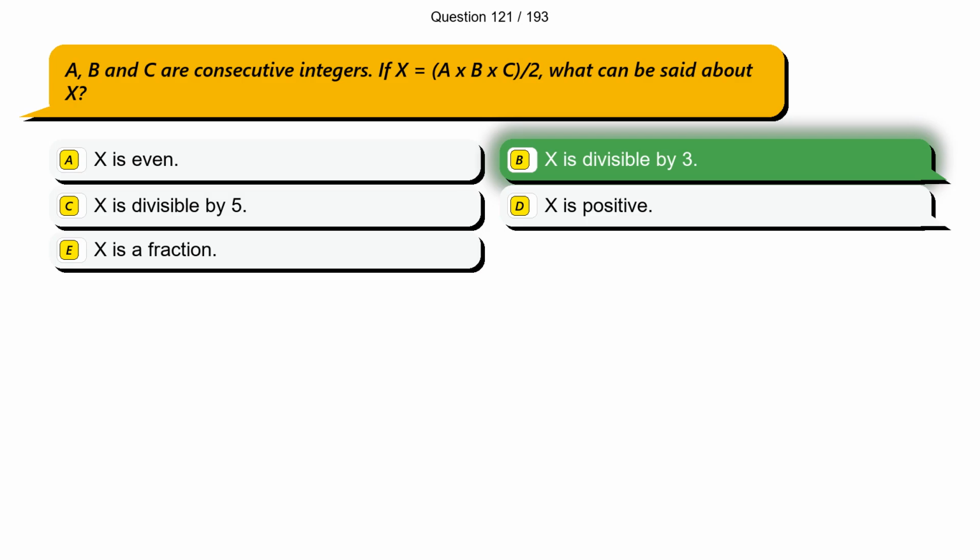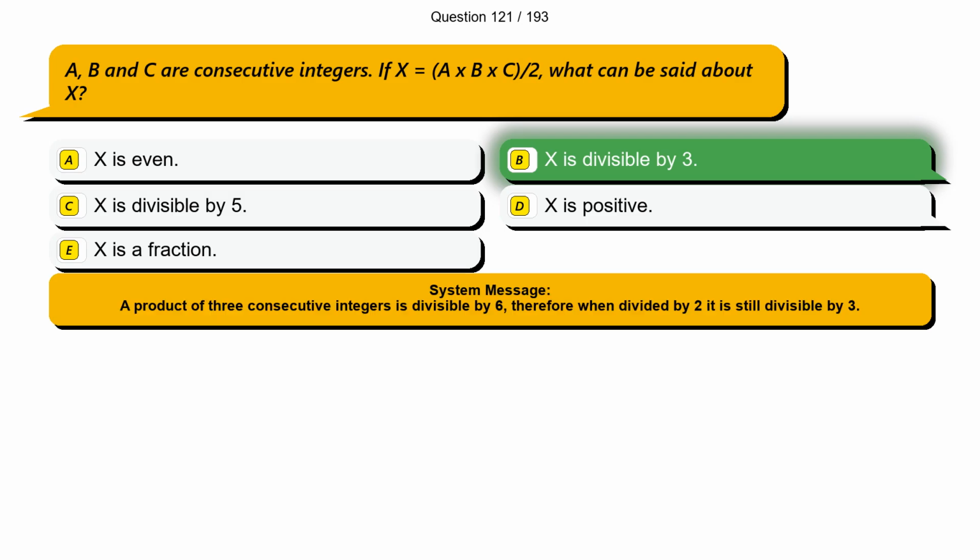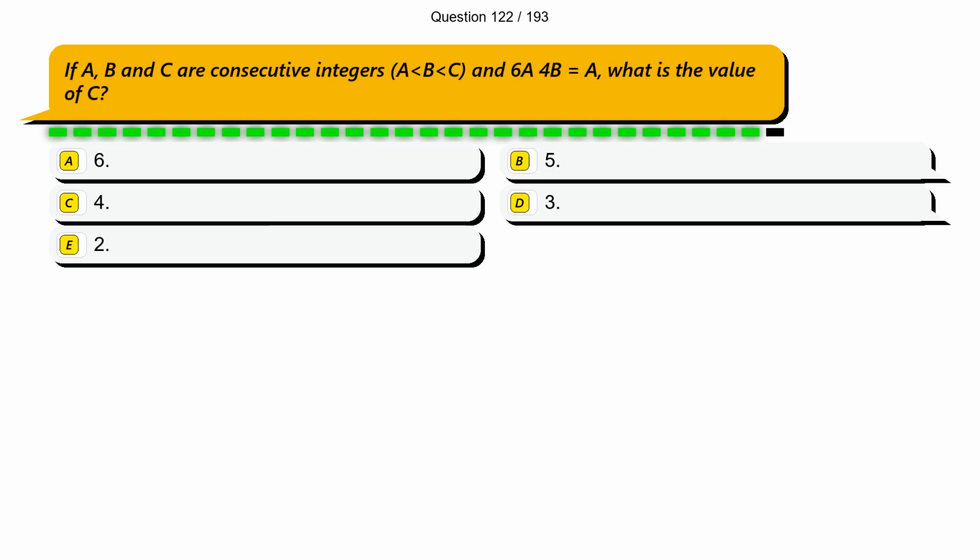The correct answer is option B, x is divisible by 3. A product of three consecutive integers is divisible by 6, therefore when divided by 2 it is still divisible by 3. Question 122. If a, b and c are consecutive integers, a less than b less than c, and 6a equals 4b, what is the value of c? Option A 6, option B 5, option C 4, option D 3, option E 2.